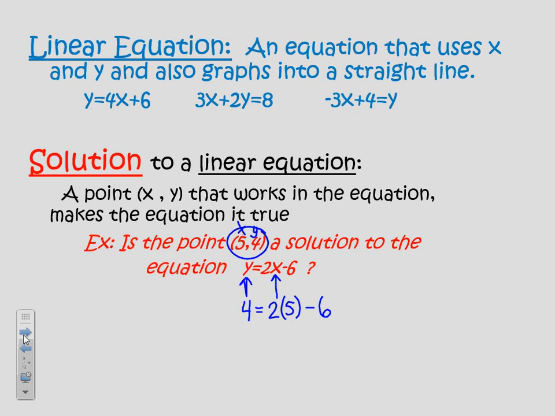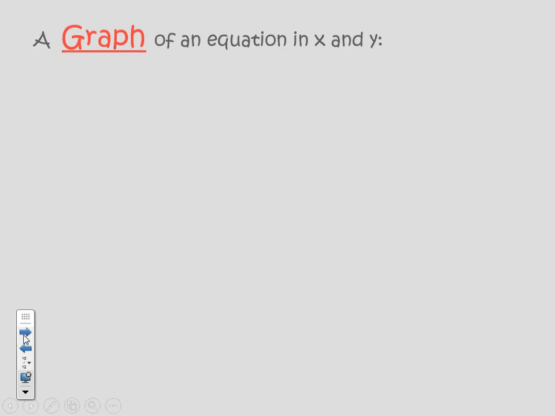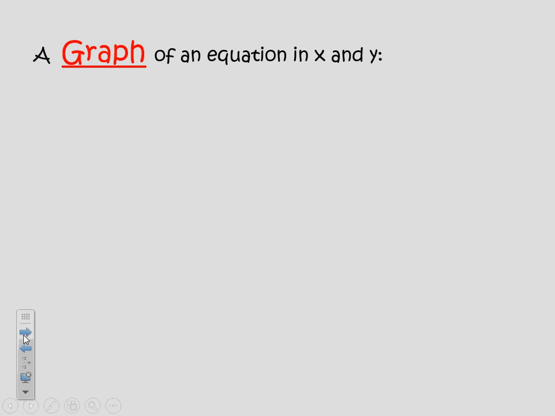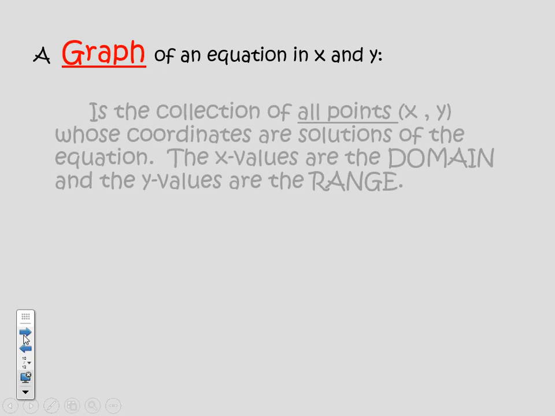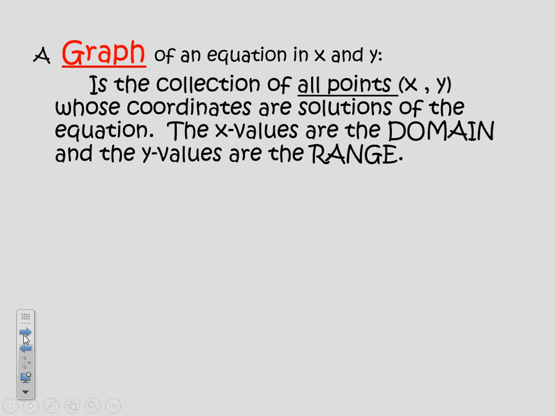And now what I have is an equation here with no variables. I need to figure out if this is in fact true. Well, if I calculate the right side, 2 times 5 makes 10. So it's 10 subtract 6, which is in fact 4. Just like the left side says it's supposed to be. So yes, this is a solution to the equation. But there probably are more solutions to that equation. And so the graph of an equation is the collection of all the points whose coordinates are solutions to that equation. So the (5, 4) was just one solution of many.